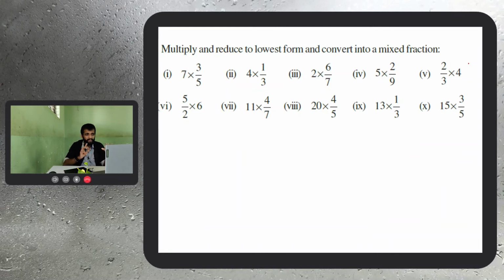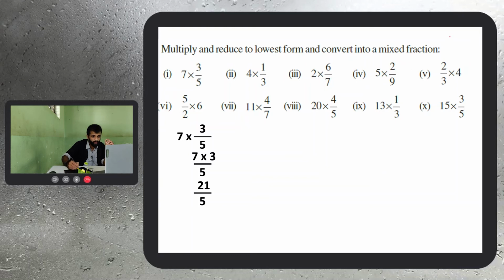Now, multiply and reduce to the lowest form and convert it into a mixed fraction. We have always tried to convert a mixed fraction into a proper or improper fraction. So let us try and solve the first one. 7, a whole number, multiplied by a fraction, 3 upon 5. So 7 multiplied by 3 upon 5 will give me 21 upon 5. Now I need to write this as a mixed fraction.